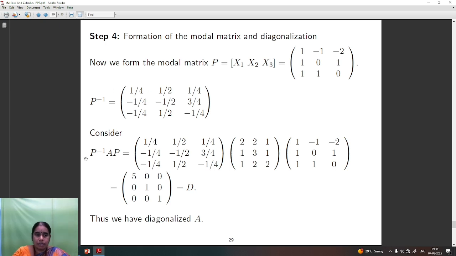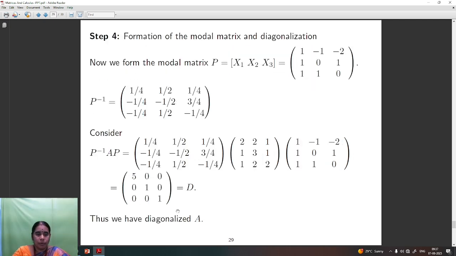Now I am calculating P inverse A P. On multiplying the 3 matrices, we have the answer as this, which is nothing but the diagonal matrix having the diagonal elements as the eigenvalues. Thus we have a diagonalized A. It means the given matrix A, even though it has repeated roots, has a diagonalized form.